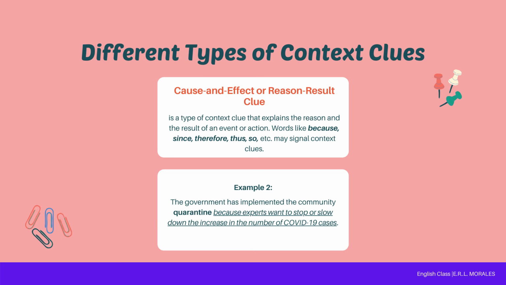So example here will be: The government has implemented the community quarantine because experts want to stop or slow down the increase in the number of the COVID-19 cases. So quarantine here is what we are experiencing today, right? So we are in a strict period of isolation to prevent the spread of the COVID-19.